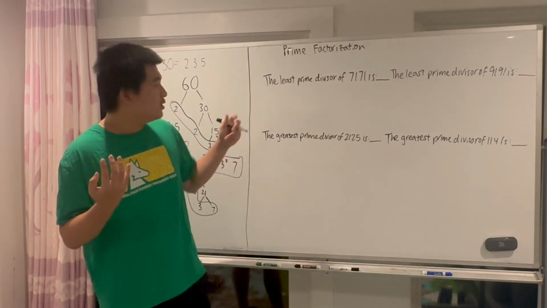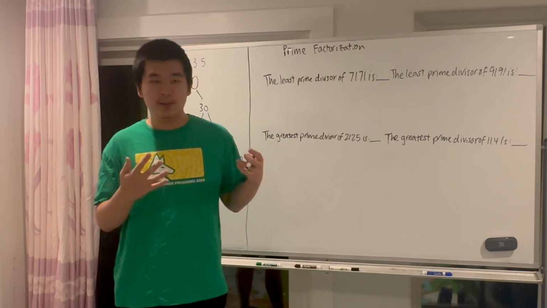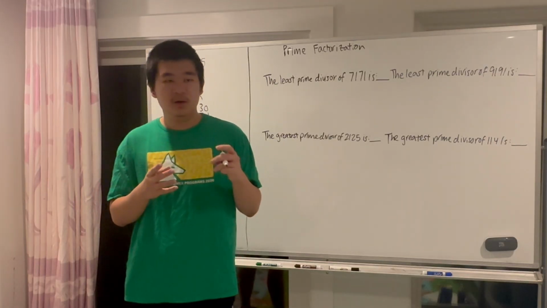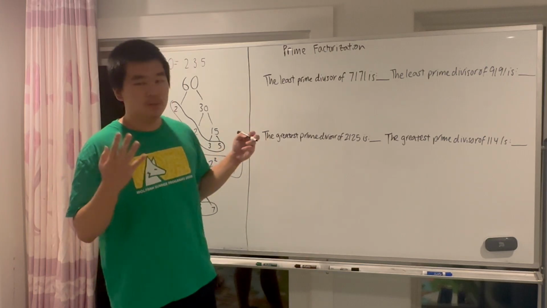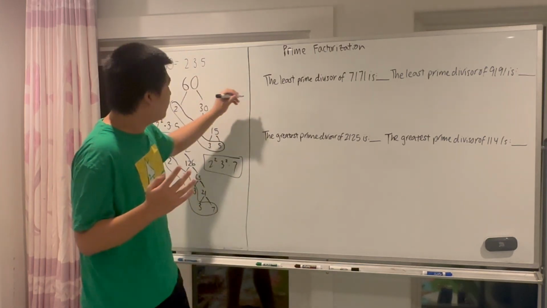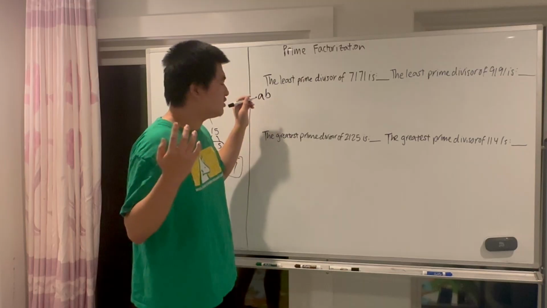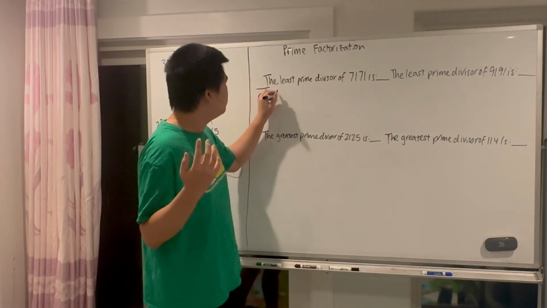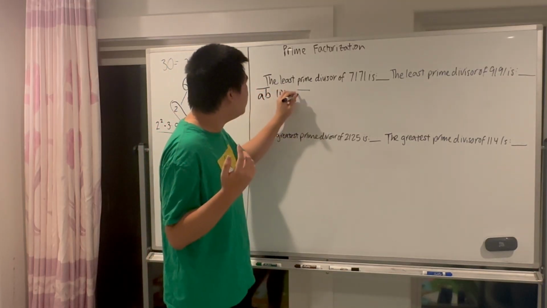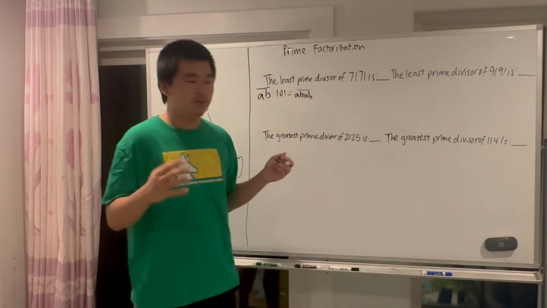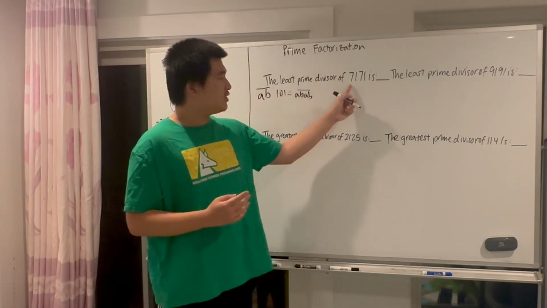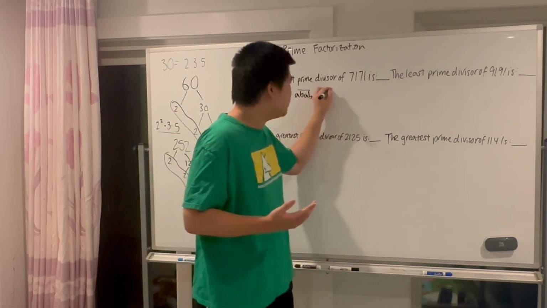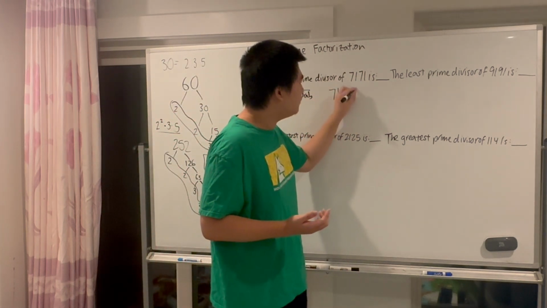For example, 7171. If you remember our other videos about multiples of 101, this is extremely easy because, as we recall, multiplying a number by 101, let's call it AB, times 101 equals just ABAB. For example, 23 times 101 is just 2323. And so we can just tell that 7171 is going to be 71 and 101.